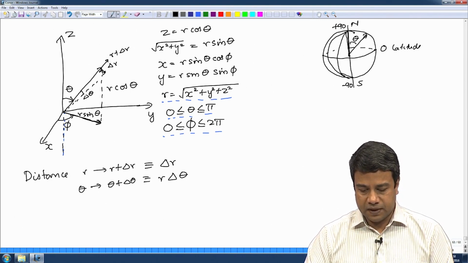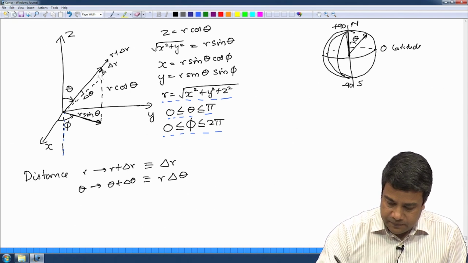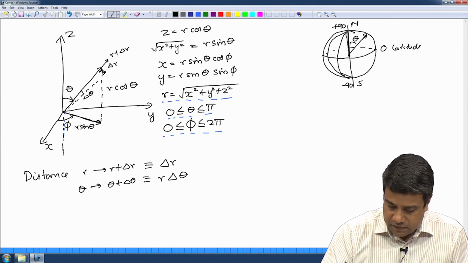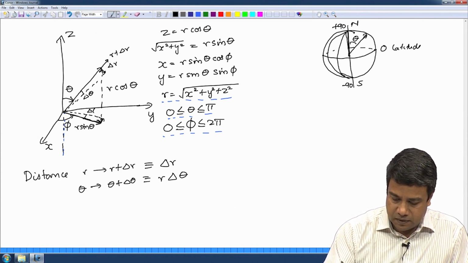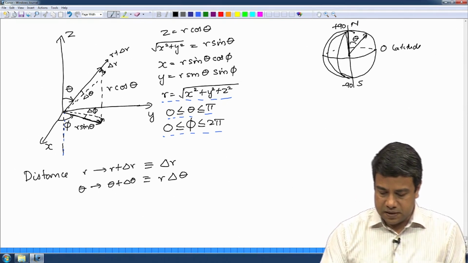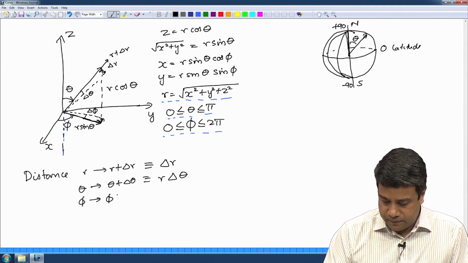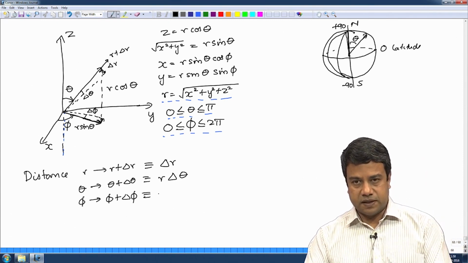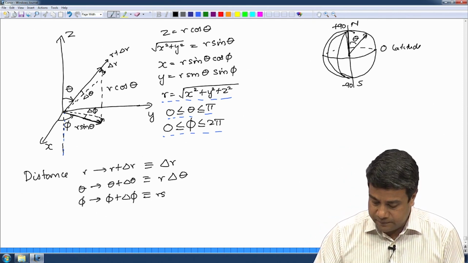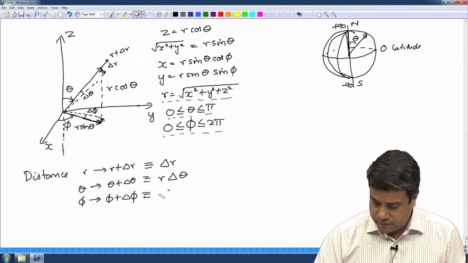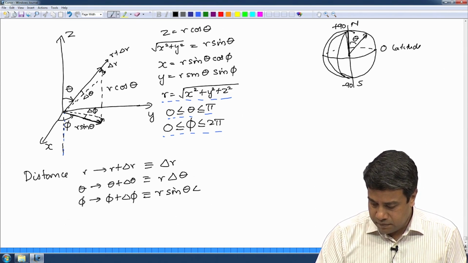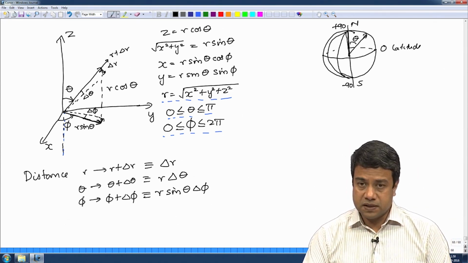And when phi goes from phi to phi plus delta phi, when I increment phi by a small amount delta phi, this distance is obviously the radius times delta phi. The radius in this case is r sin theta. So, those are the distances that are travelled.